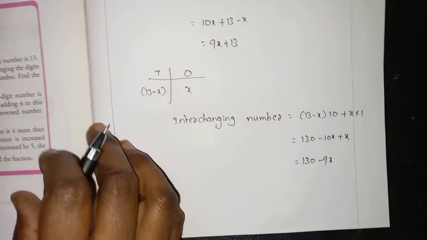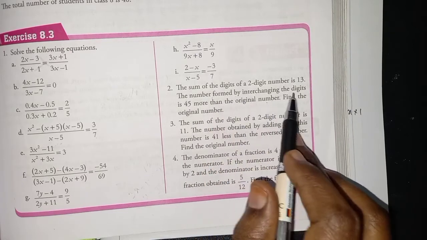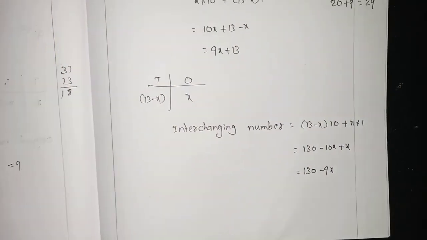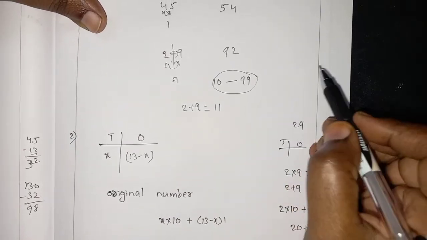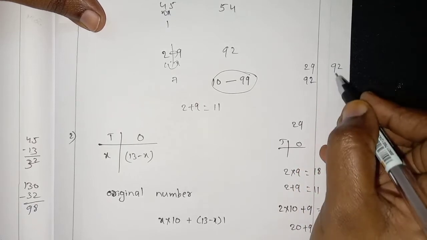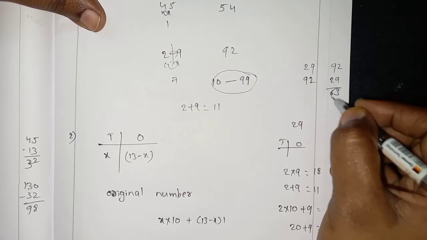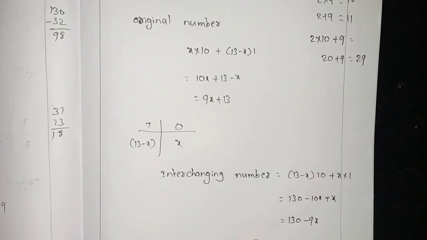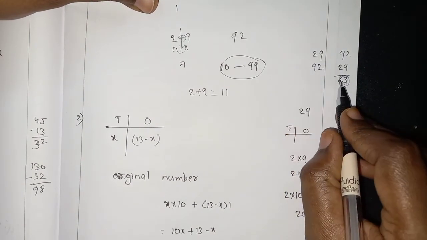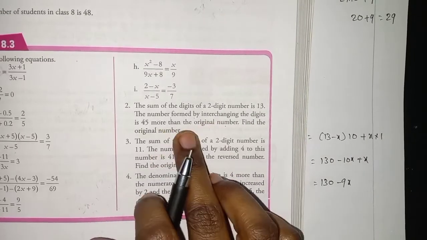Okay. Last point. The number formed by interchanging the digits is 45 more than the original number. More means additional. Which example did we take? 29. Okay, when we swap, the value is 92, right? What is the difference between 92 and 29? 12 minus 9 is 3, and 8 minus 2 is 6. So 63 is the difference, no? So in the same way, it is 63 more: 29 plus 63 is 92. Okay. In the same way, what they are saying is the interchanged number is 45 more than the original number.